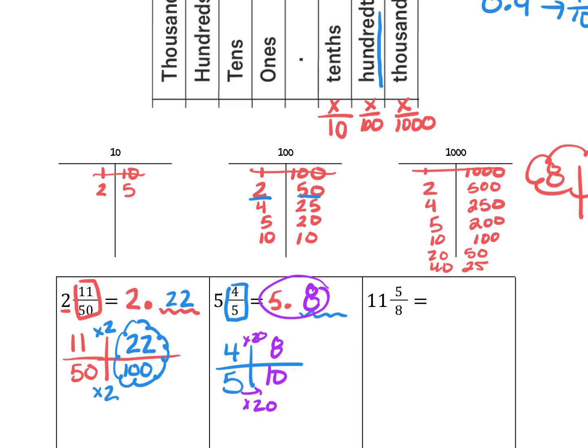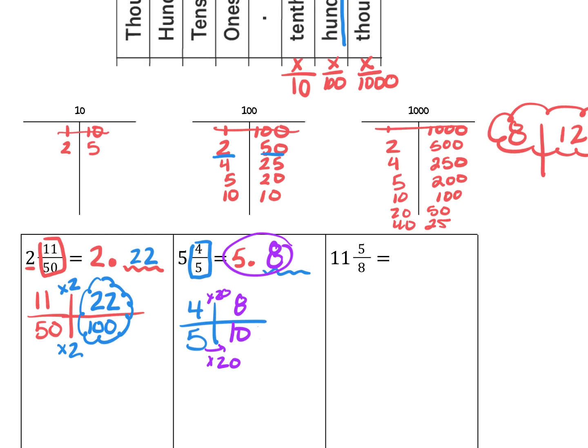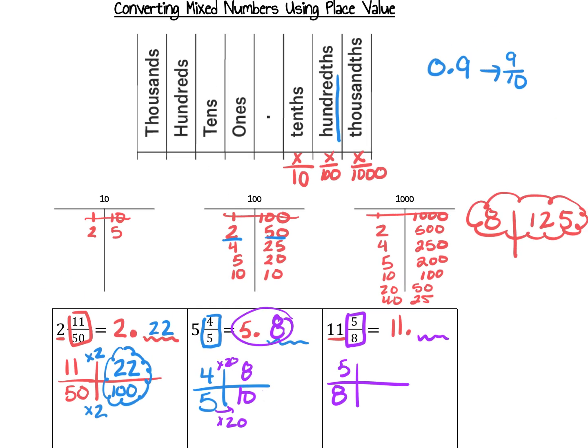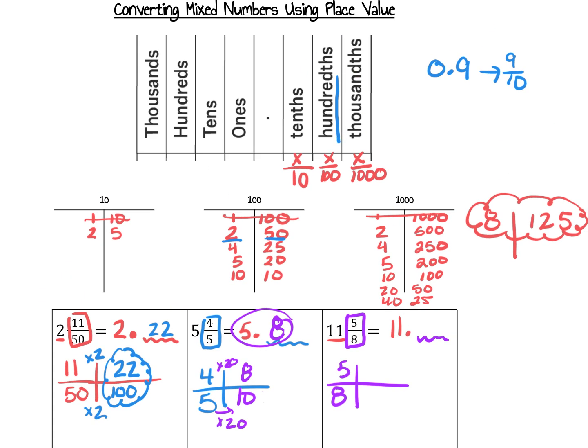And then lastly, we have 11 and 5/8. So I know my whole number is 11, so it's going to be 11 point something. And then we want to figure out what's going to be my decimal. So I'm going to focus right here on this 5/8. I want to get to one of my place value options, which are my tenths, my hundredths, or my thousandths. So let's try 10 first. Can I go from 8 to 10? Nope, 8 is not one of my factors here. So then I try the next one, 100.